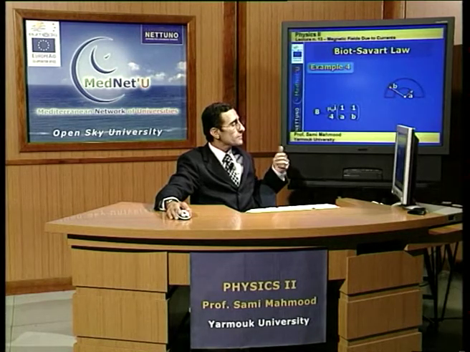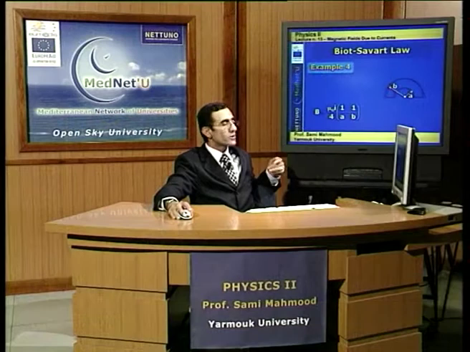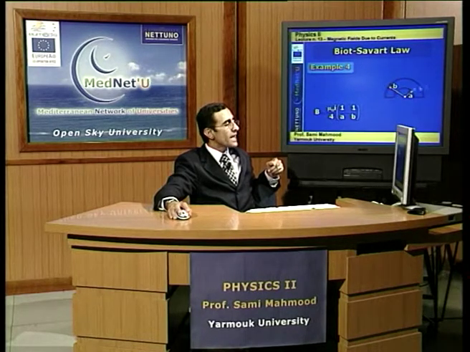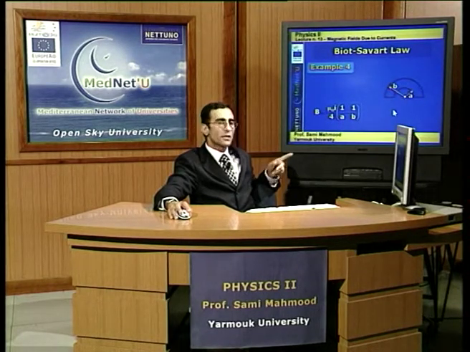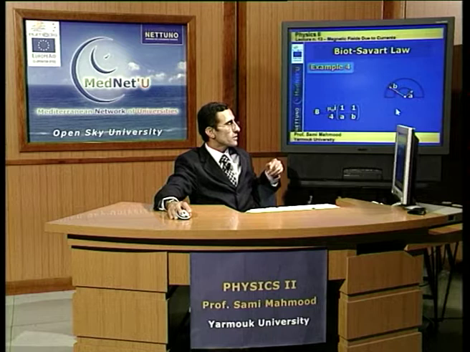So we substitute all of these things, and we find B is equal to mu naught I over 4, and phi is equal to pi, which cancels the pi that was here, and we have 1 over a, which points upward from the inner semicircle, and minus 1 over b, because the field due to the b arc is inward into the page. So this is the total or net field produced at the center of this wire, which consists of two concentric semicircles.